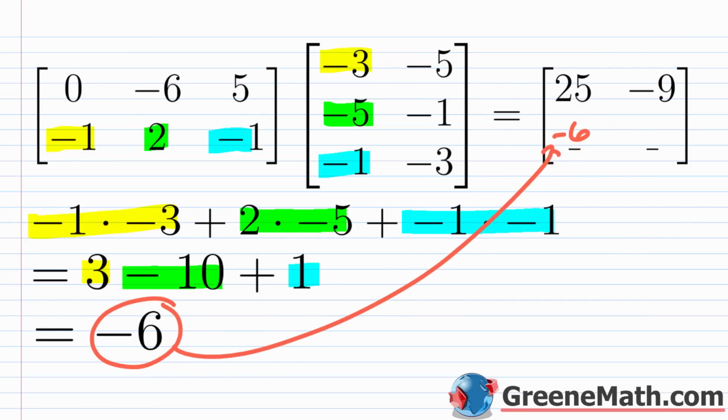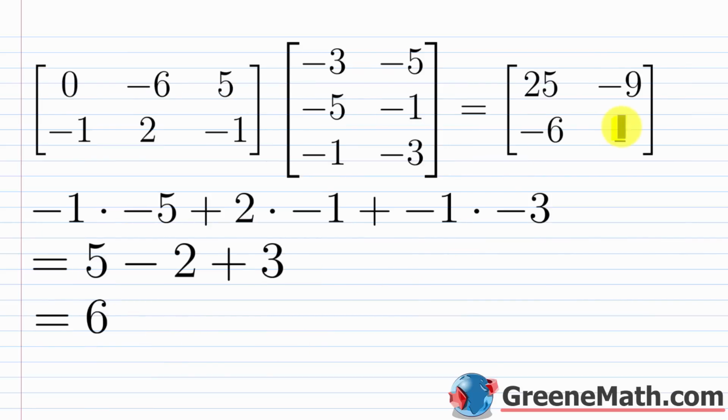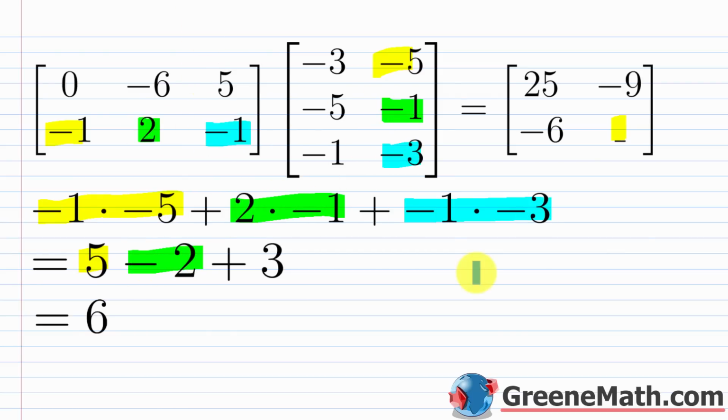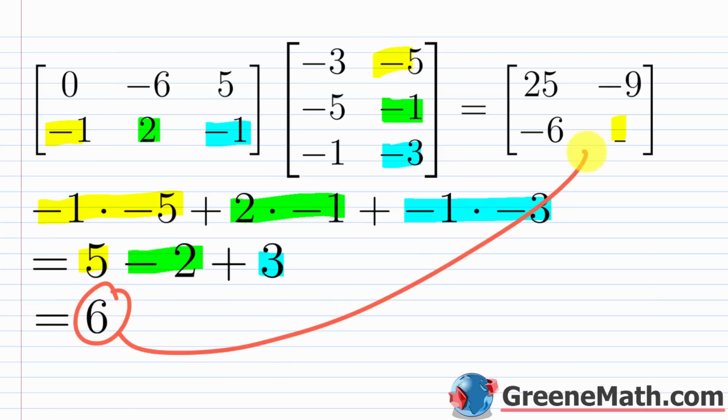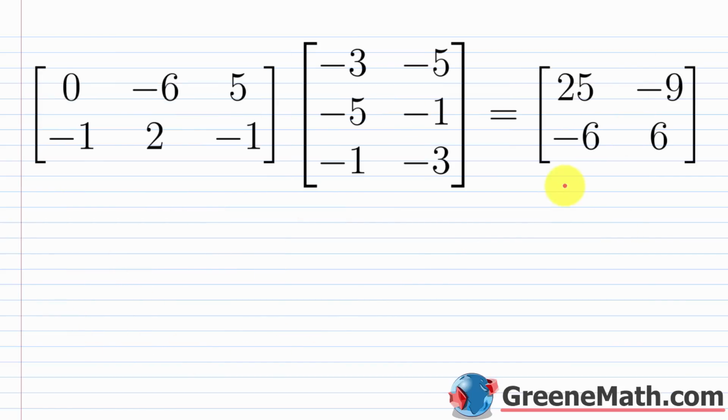That's what we want. Okay, continuing, we have this final position right here, which is in row 2, column 2. So row 2, column 2. So let's go through and crank it out. So negative 1 times negative 5, that's going to be 5. Slide down, we have 2 times negative 1, that's going to be negative 2. Slide down, we're going to have negative 1 times negative 3, so that's going to be 3. So 5 minus 2 is 3, 3 plus 3 is 6. So we're going to take this 6 right here, and we're going to plug it in right there. Okay, so this right here is going to be your product matrix AB.